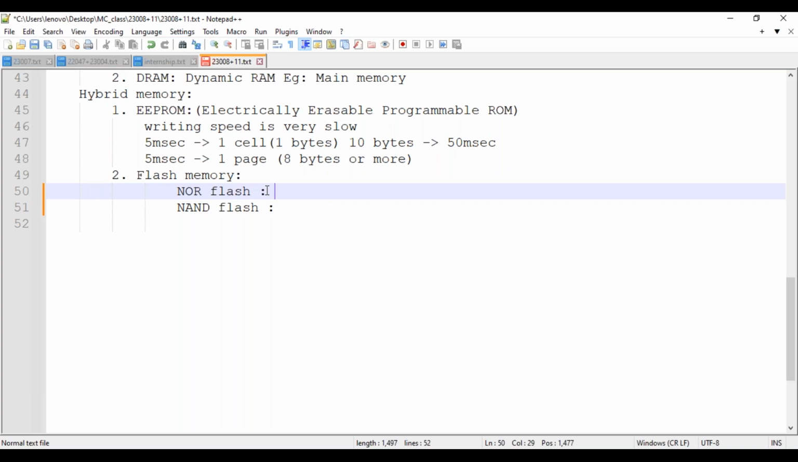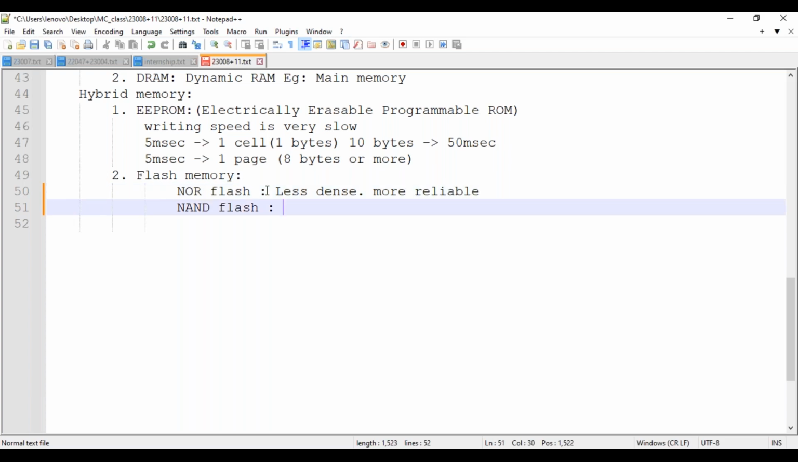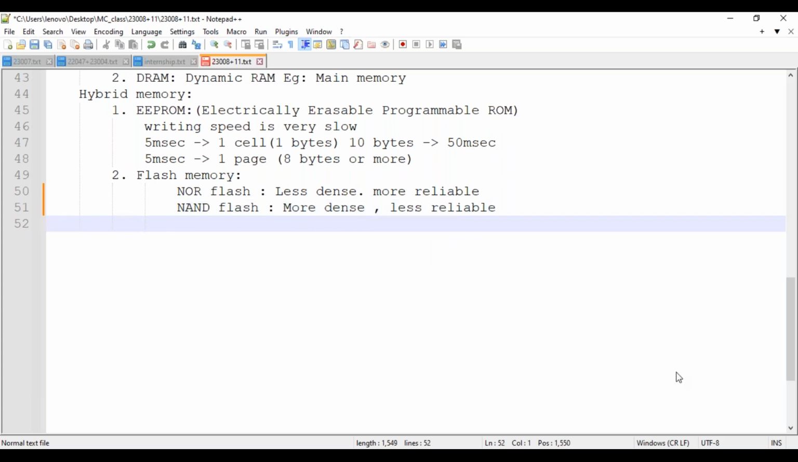Now coming to the NOR flash, it allows less density and it offers us more reliability. So I would say less dense and more reliable. But when it comes to the NAND flash, it is more dense but less reliable. Now what do you mean by dense? What do you think dense means? Okay, now let me show you what density means.